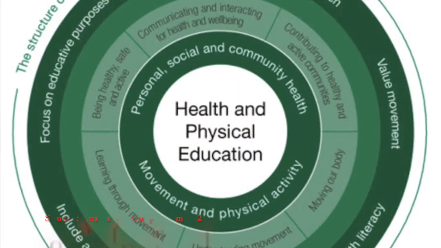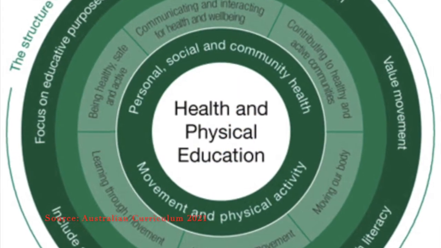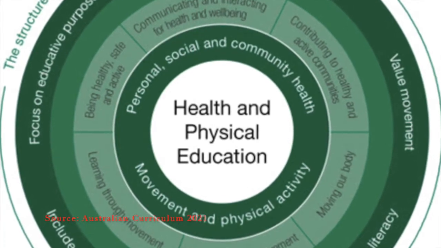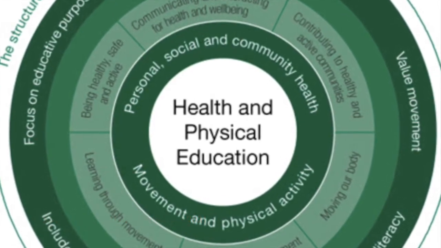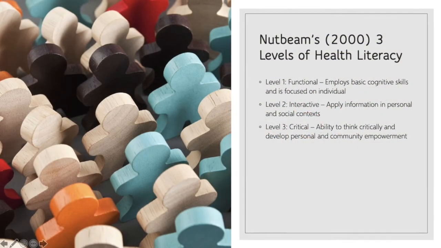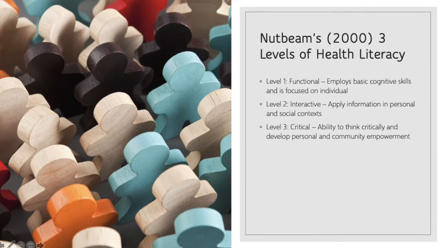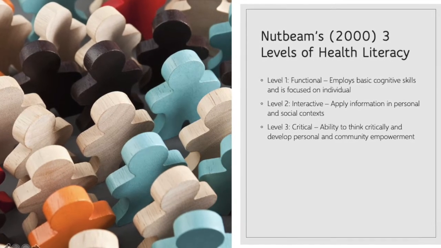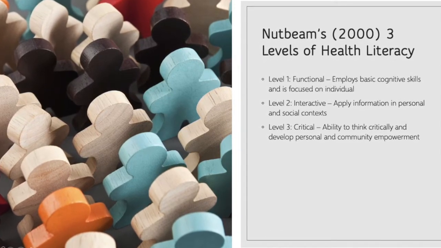The Australian curriculum for HPE is broken into two strands: movement and physical activity, and personal, social and community health. The development of health literacy is predominantly occurring in the latter. Almost immediately, we can see how the definition from Wolf, Parker and Ratzan becomes problematic, as it only really addresses personal health. While personal health relates to Nutbeam's theory of health literacy, it only really aligns with his first level, which he terms as functional literacy.